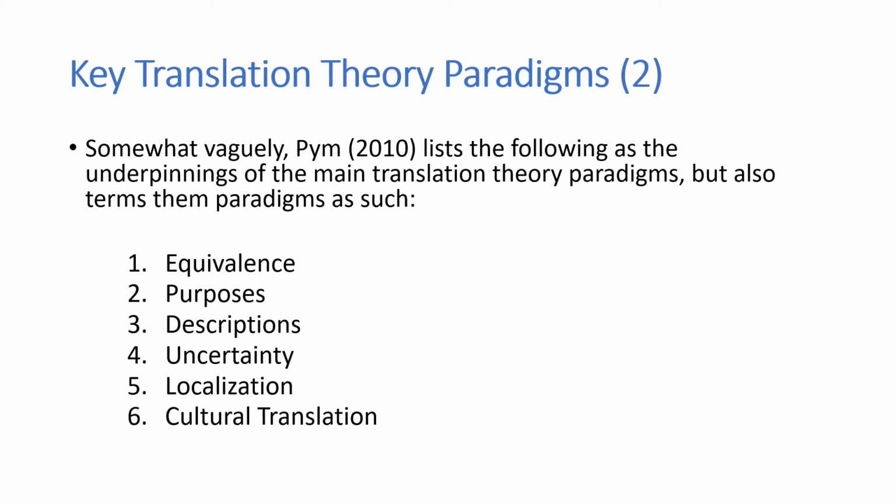Number four, uncertainty. This has to do with Derrida's deconstructionism, the idea that meaning is not stable, therefore we cannot really find equivalence between texts because meaning is elusive. Even the meaning of the source text is not static, is not there, found within the text, but we create this text. These views are heavily, as I say, influenced by Derrida's deconstructionism and postmodern views of literature and culture.